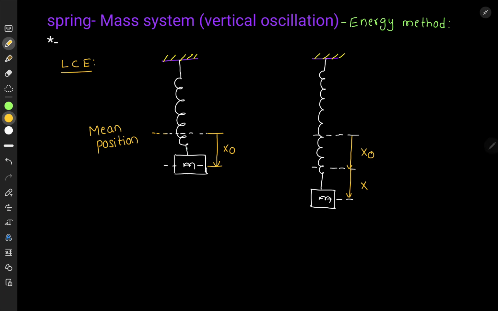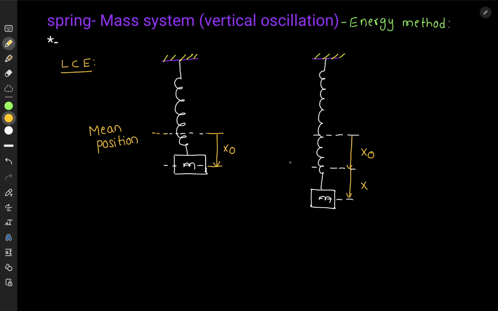What is going to happen? From the mean position, it has displaced x naught due to the weight, and another extra displacement x due to the external force applied to extend it down. So that we have to understand. Then if that is the case, what is the total energy for this system?